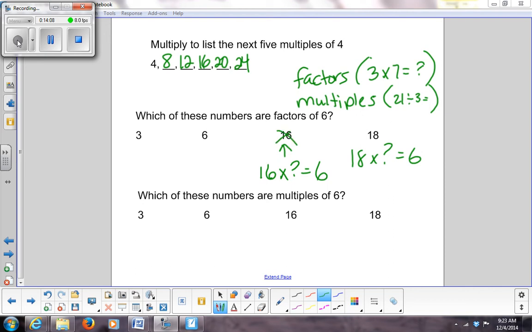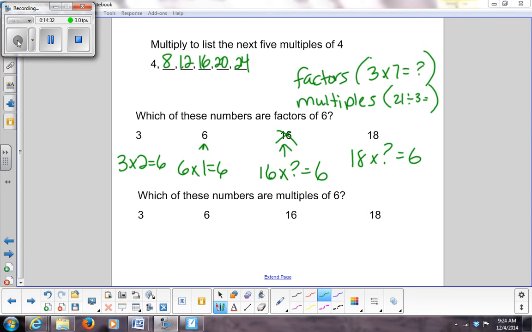Well, this isn't even a multiple of 6, because 6 times nothing equals 6. 16 divided by. All right. How about this one? 6 times 1. 6 times 1 equals 6. Good. How about this one?